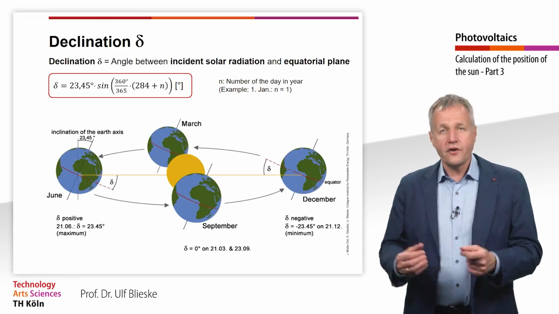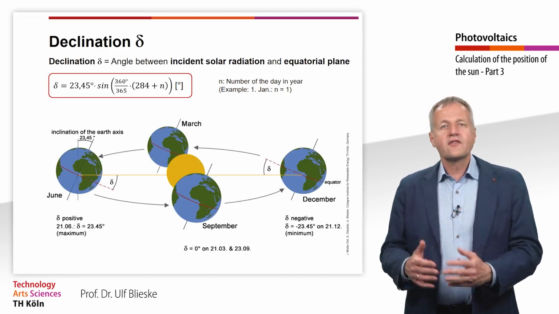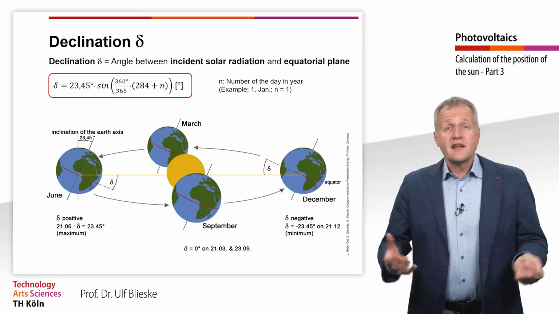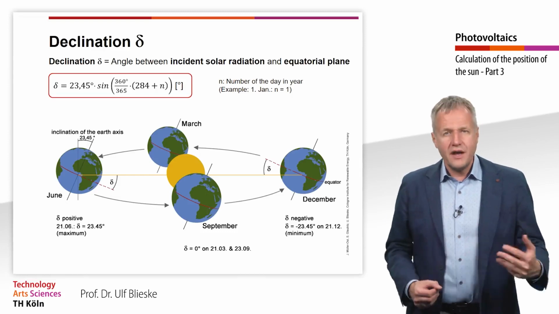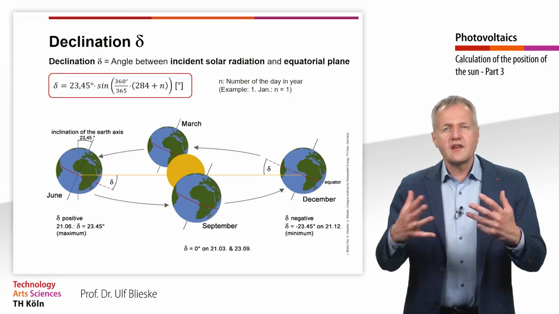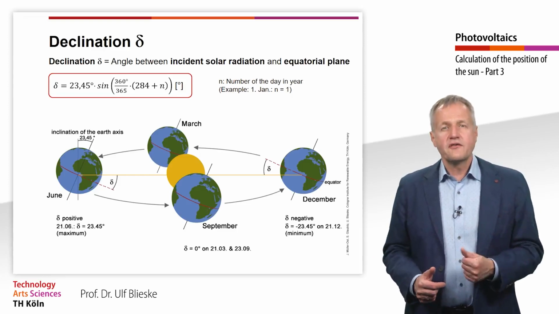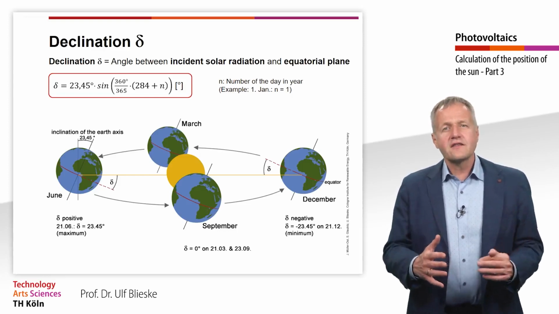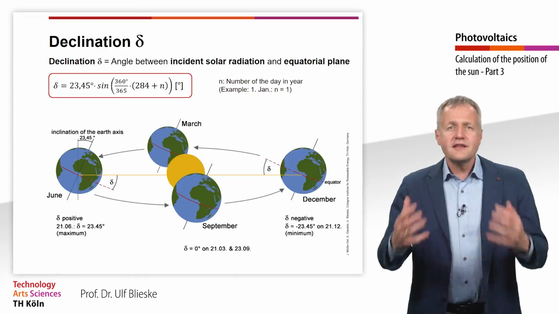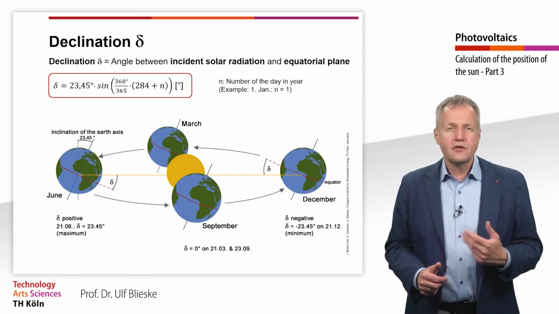On June 21st, with n equals 182, the Earth's axis is fully tilting the northern hemisphere towards the sun, and the declination reaches its maximum with plus 23.45 degrees. As opposed to this, on December 21st, when n is equal to minus 10 or plus 355, the Earth's axis is fully tilting the northern hemisphere away from the sun.